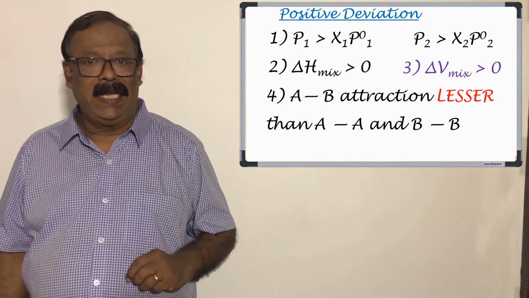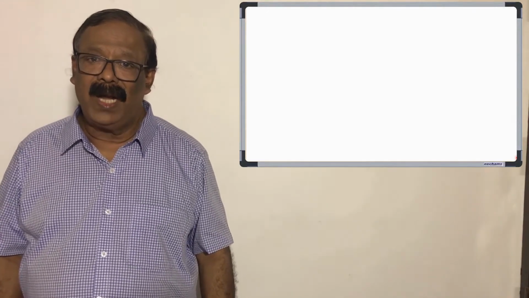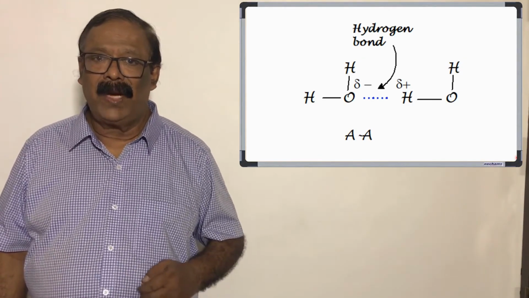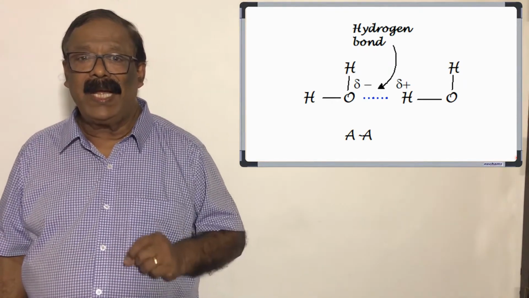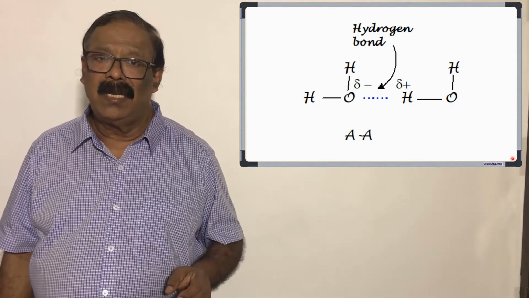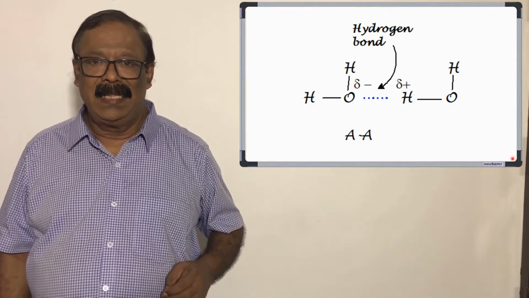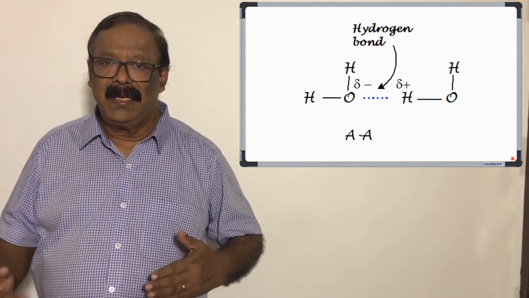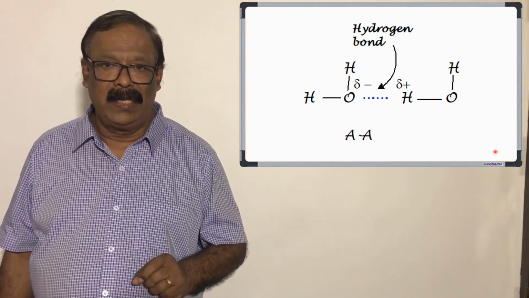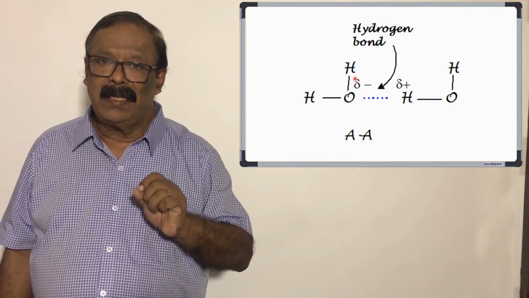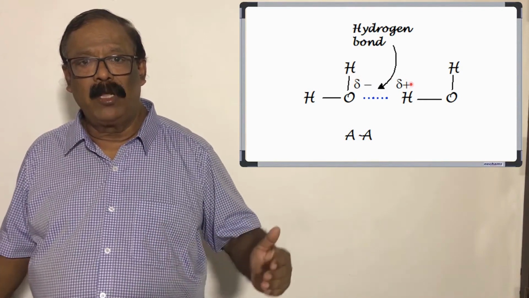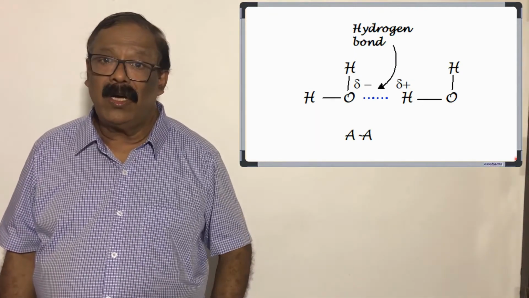One example to this category is the solution formed between water and ethanol. Water and ethanol are hydrogen bonded liquids. What type of compound will show hydrogen bonding? When hydrogen is attached to more electronegative atoms like oxygen, fluorine, nitrogen, etc., there will be a dipole-dipole force, and this bonding is called hydrogen bonding. Water is a hydrogen bonded liquid. Oxygen being more electronegative will carry a slight negative charge, and hydrogen will carry a slight positive charge, and molecules in water are held together by strong hydrogen bonding.